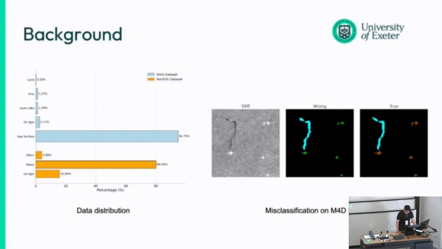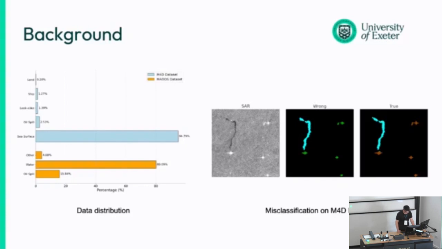As you can see, both datasets are heavily imbalanced. For example, in the M4D dataset, almost 95% of the pixels are just the sea surface, where oil spill makes up only about 2%. It's a similar story for the other dataset. Pollution classes are rare. Because of the imbalance, the model mostly learns to predict the majority class and often misses the small pollution regions.